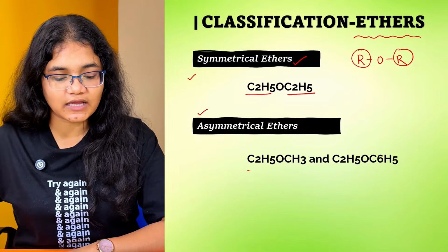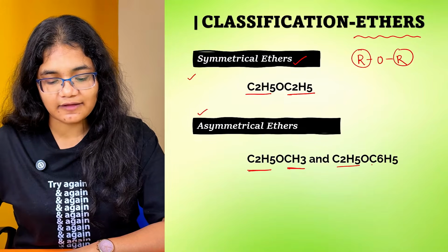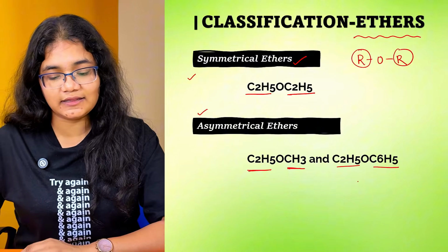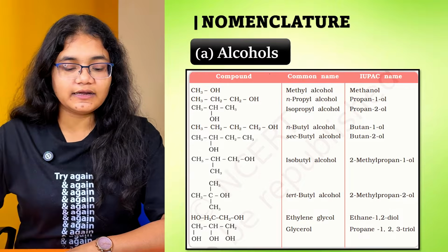Now, if the R groups are different, for example here I have ethyl and here I have methyl, or here I have ethyl and here I have phenyl, then these types of ethers are asymmetrical ethers. Okay. Now we'll come to nomenclature.